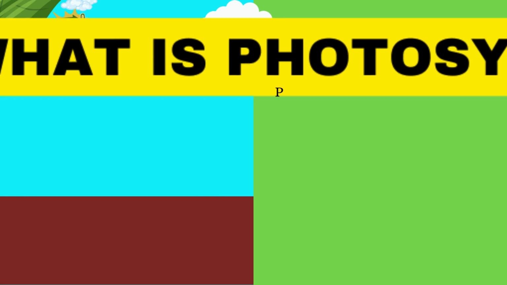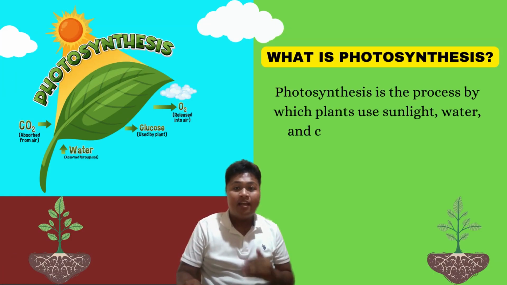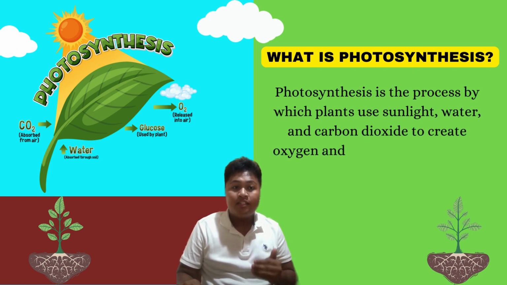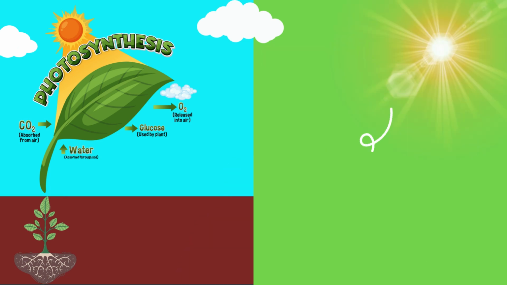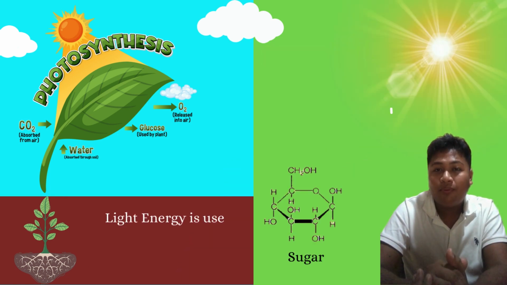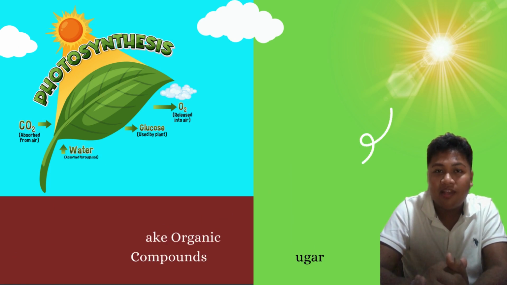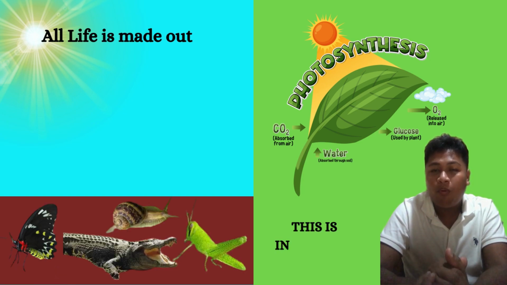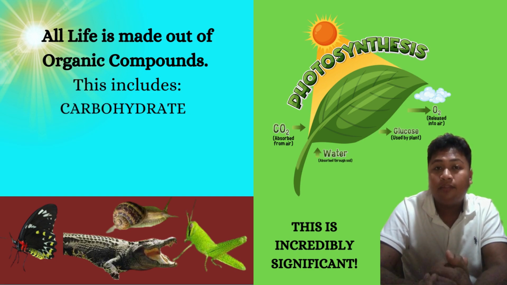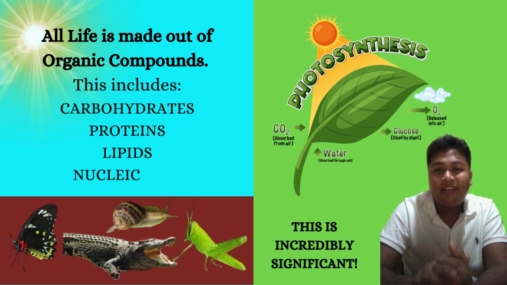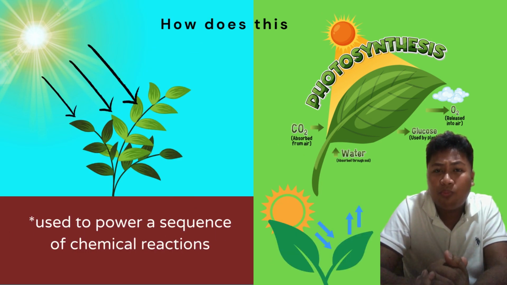Let's go! So, photosynthesis is the process by which plants use sunlight, water, and carbon dioxide to create oxygen and energy in the form of sugar. Light is used by plants during photosynthesis to create organic molecules, particularly sugars. Since these chemical components form the basis of almost all life on Earth, including ourselves and our food, this is incredibly significant. How then does this process work?